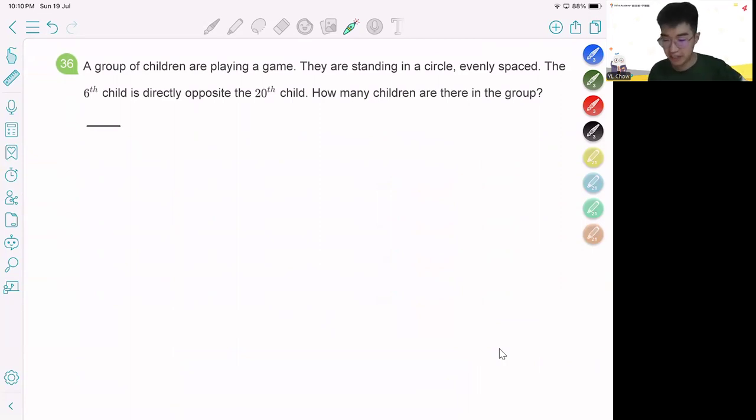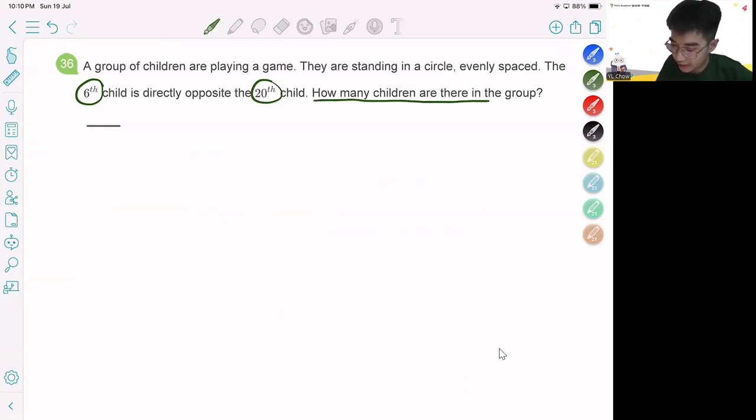Let's read the question. A group of children are playing a game. They are standing in a circle, evenly spaced. Now this is very important, right? This means that if they sit in even spaces, there might be chances where each child is sitting directly opposite someone else, right? In other words, you see here, the sixth child is directly opposite the 20th child. How many children are there in the group?